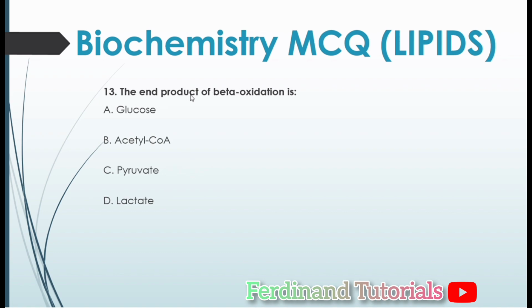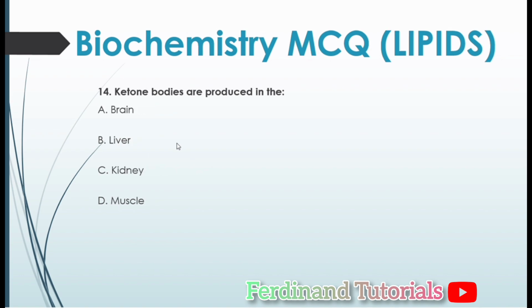Number 13. The end product of beta-oxidation is A, glucose, B, acetyl-CoA, C, pyruvate, D, lactate. The end product of beta-oxidation is what? Acetyl-CoA.